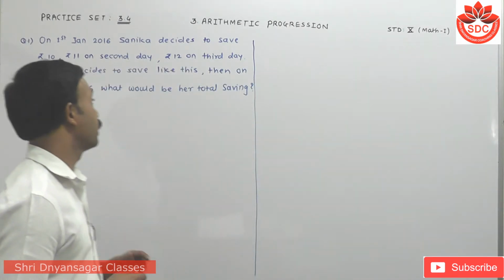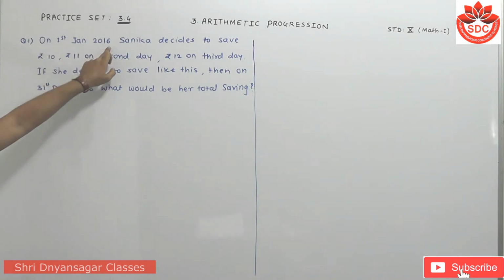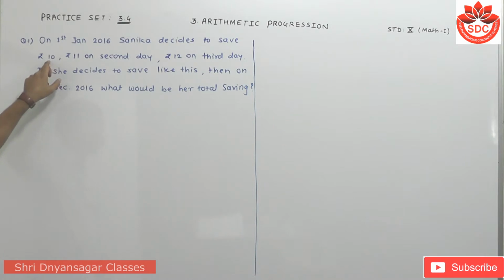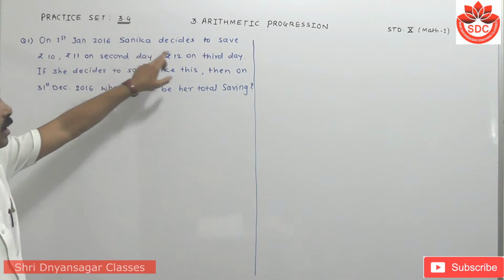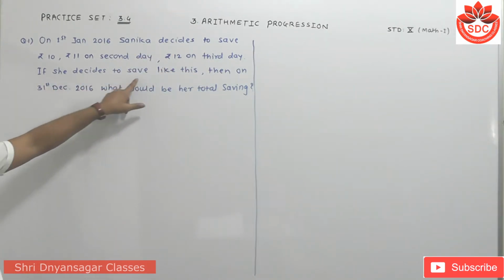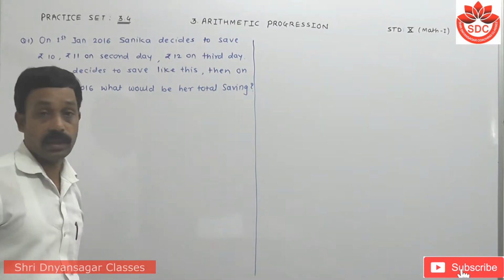The question is: on 1st January 2016, Sanika decides to save rupees 10, rupees 11 on the 2nd day, rupees 12 on the 3rd day, and so on. If she decides to save like this, then on 31st December 2016, what will be her total saving?